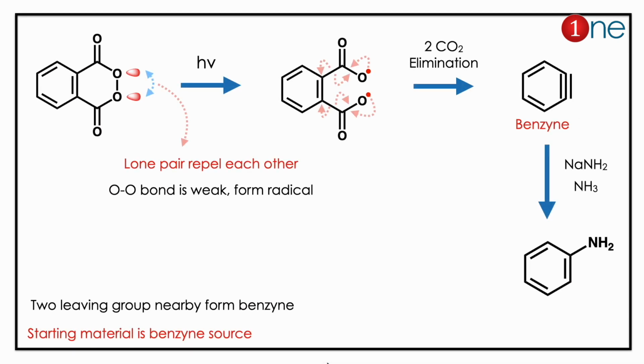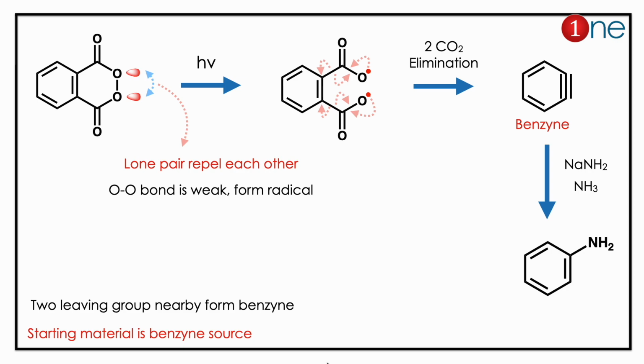Here the starting material is interesting because you have a continuous oxygen. It is like a peroxide. It has two lone pairs in the system. The lone pairs are aggressive, so it will break easily by the light. So shining of light breaks the O-O bond. You have two CO2 radicals there.